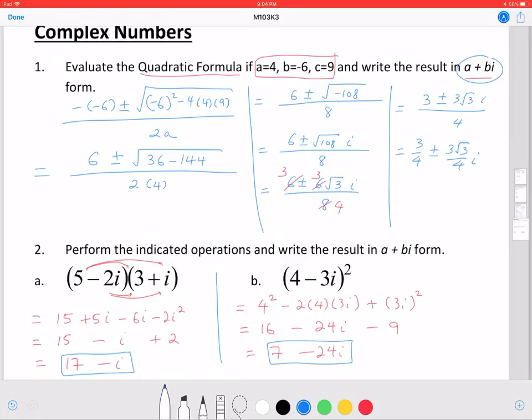If this was a little too quick here, 9i squared is equal to negative 9.